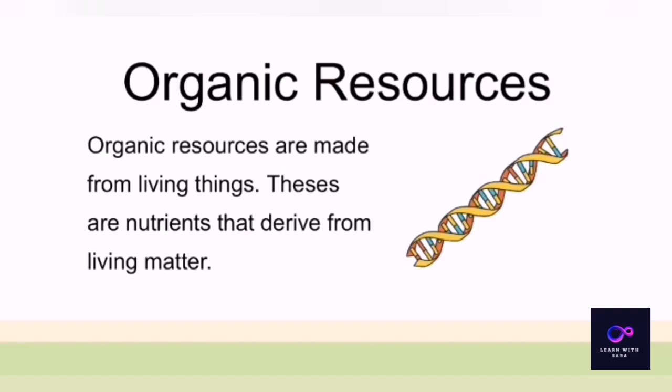Next, we are discussing the organic resources. Organic means that they are natural and made from living things. These are nutrients derived from living matter. Organic resources are derived from living organisms. When we discuss organic farming, we also discuss biofertilizers and biopesticides. These are all from organic sources, and they are eco-friendly and cannot harm our planet.